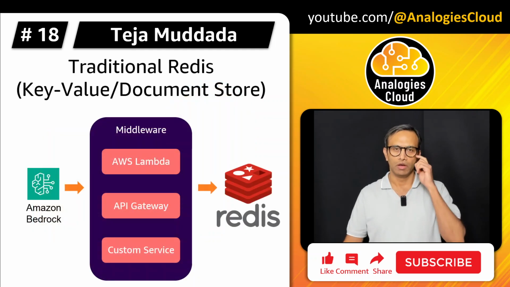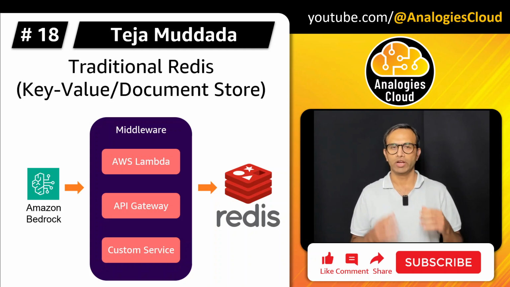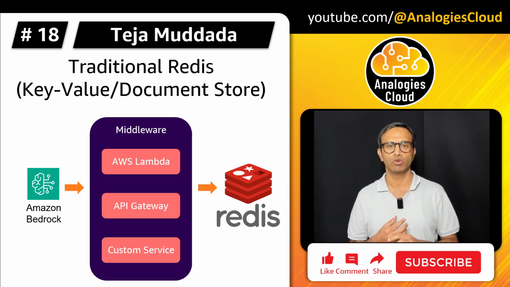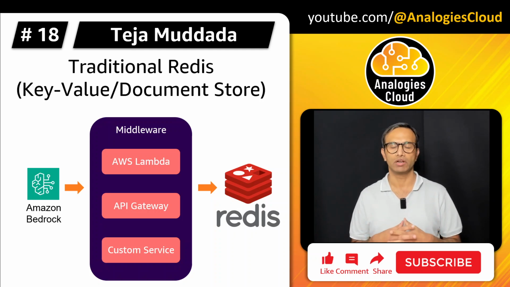Now, Redis is a data store. You need to have an integration or a method to access that data store. Now, Bedrock does not have a direct integration with Redis as a data store. So what we need to do, we need to have a middleware in between. That could be a Lambda function, could be an API gateway, or could be any other custom service which you have implemented.